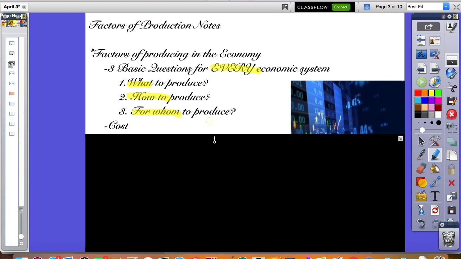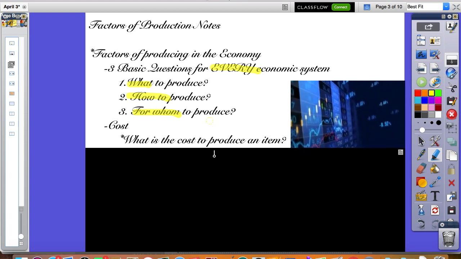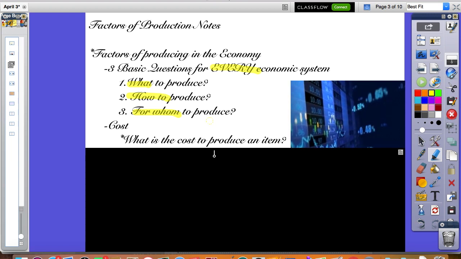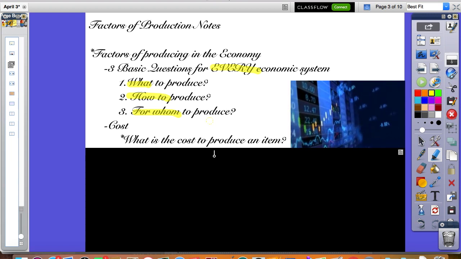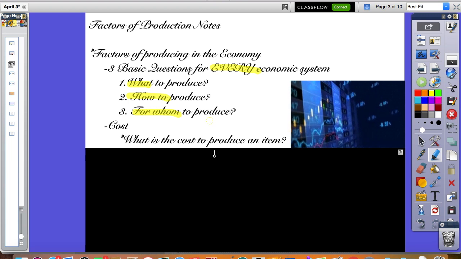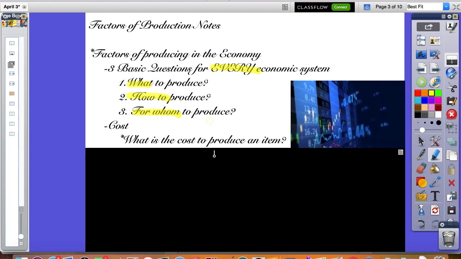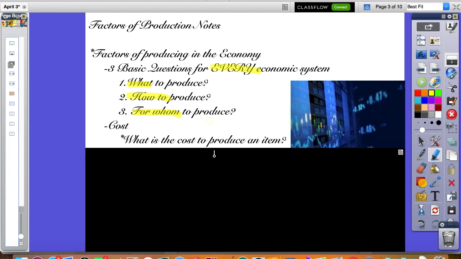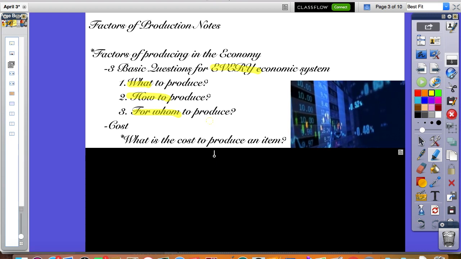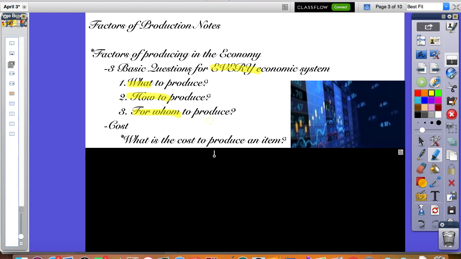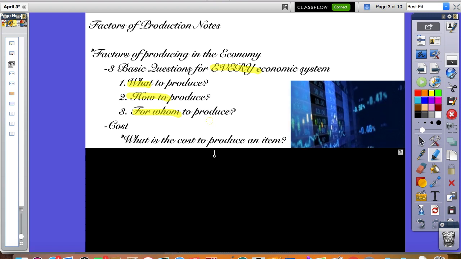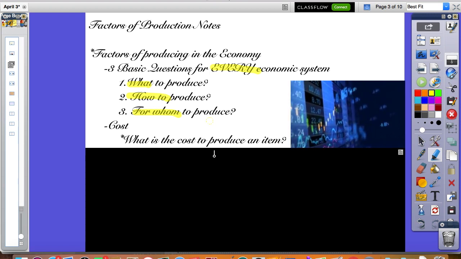You also have to figure out what your cost is going to be. What is the cost to produce an item? If it costs someone $5 million to produce an iPhone, in order to even make any money off of that iPhone, you've got to at least sell it for $5,001. You would make a profit of $1. If you can make an iPhone for $100, you can sell it for $1,000, and therefore you would make a profit of $900.